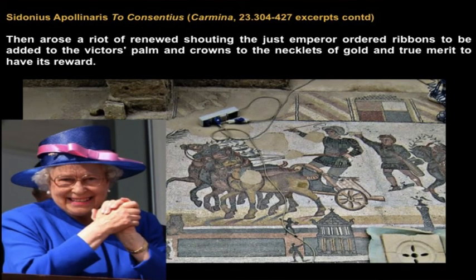Then arose a riot of renewed shouting. The just emperor ordered ribbons to be added to the victor's palm, and crowns to the necklets of gold, and true merit to have its reward.